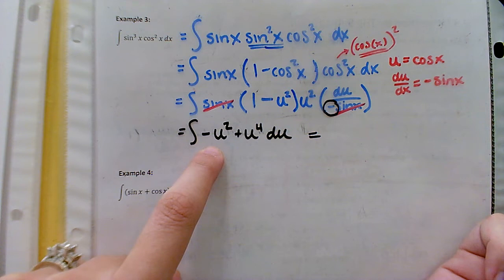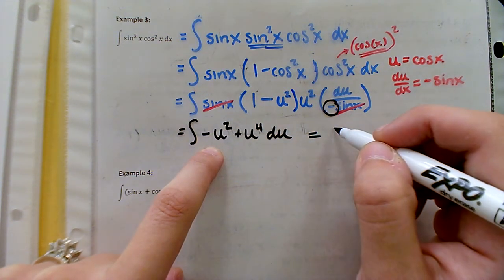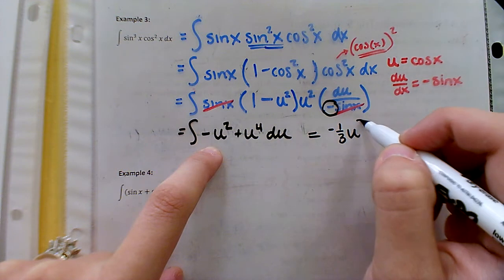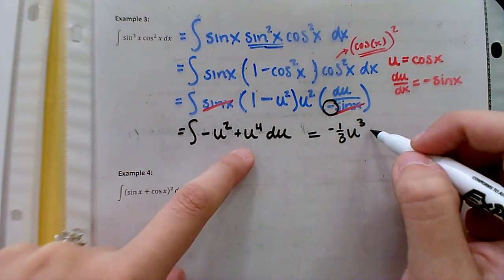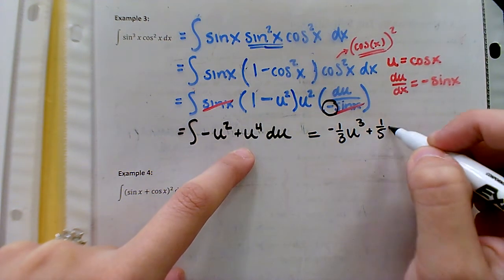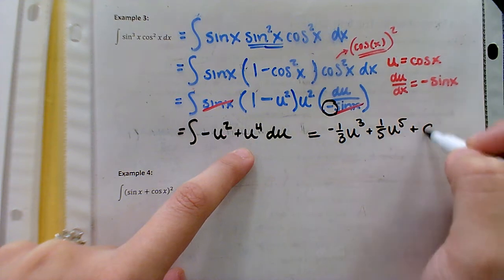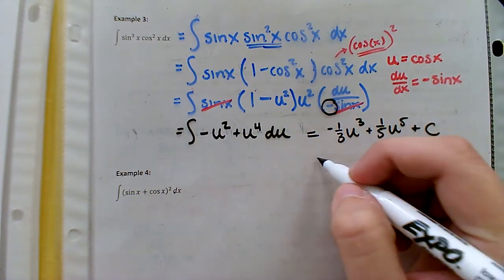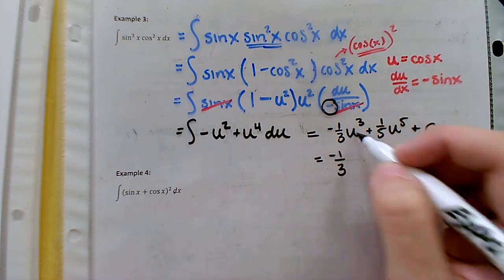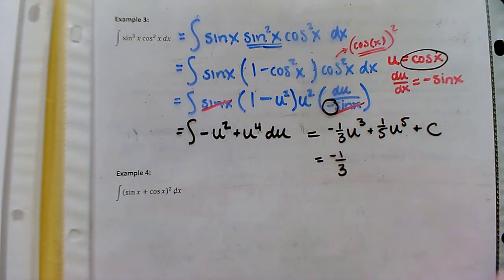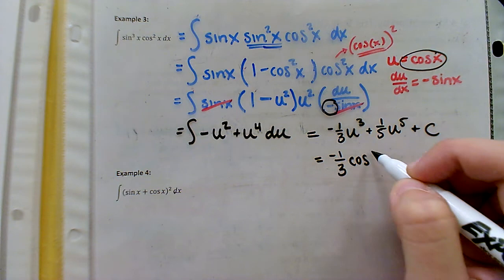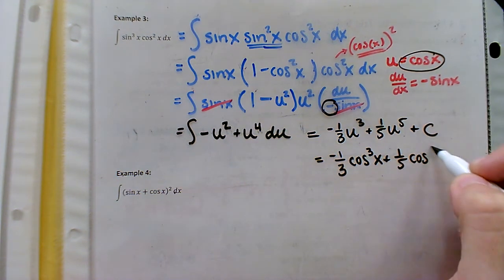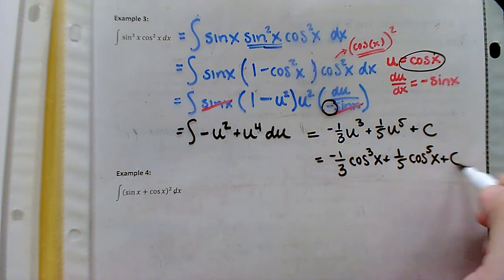Backwards from negative u squared? Negative 1/3 u cubed. All right, and backwards from u to the fourth? That'd be a 1/5 u to the fifth plus c. So we simply have to substitute in what we let u be, which was cosine at the top. So we have negative 1/3 cosine cubed plus a 1/5 cosine to the fifth plus c.